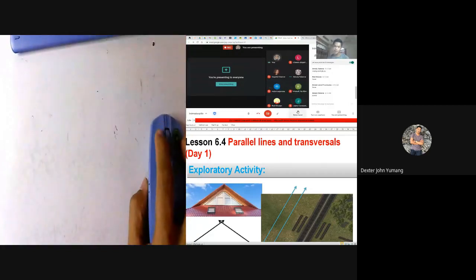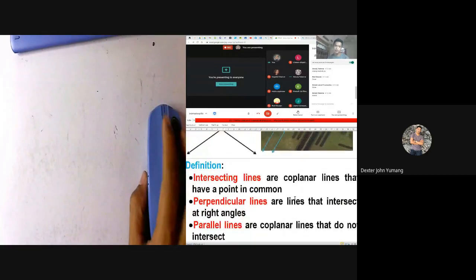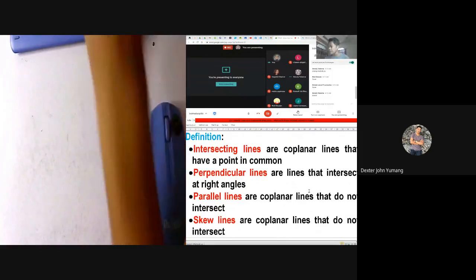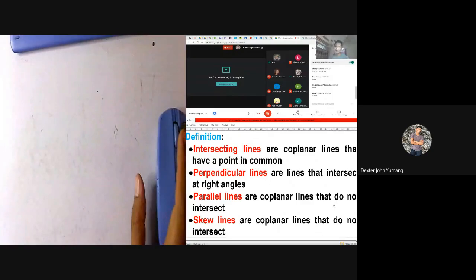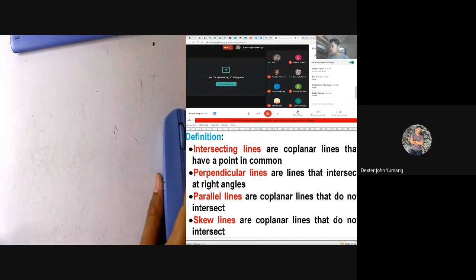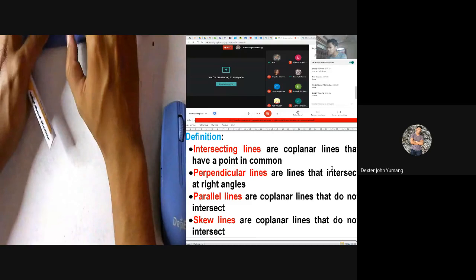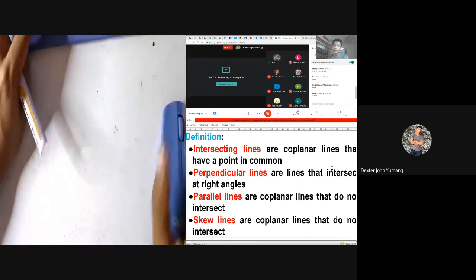Okay, let's continue. So, today we will be learning about the following things. First is the intersecting lines. When you say intersecting lines, from the word intersect, meaning nag-cross po sila. So, nag-X po sila, parang ganon, or nag-crossing. Intersecting lines are coplanar lines that have a point in common. So, a point in common. Any lines na nag-cross, tapos nagkaroon ng point, or point of intersection, ang tinatawag dyan is intersecting lines.